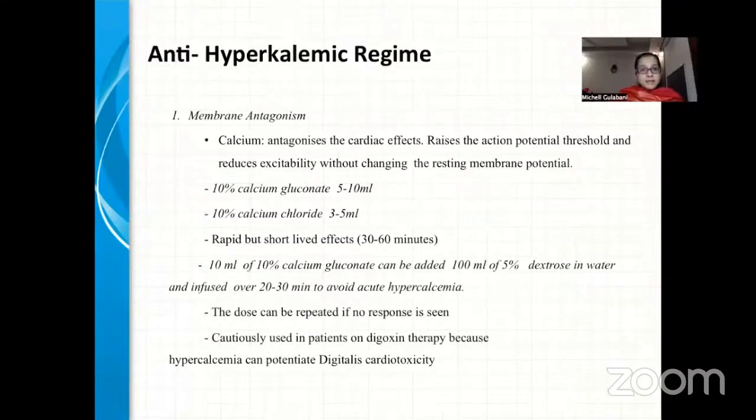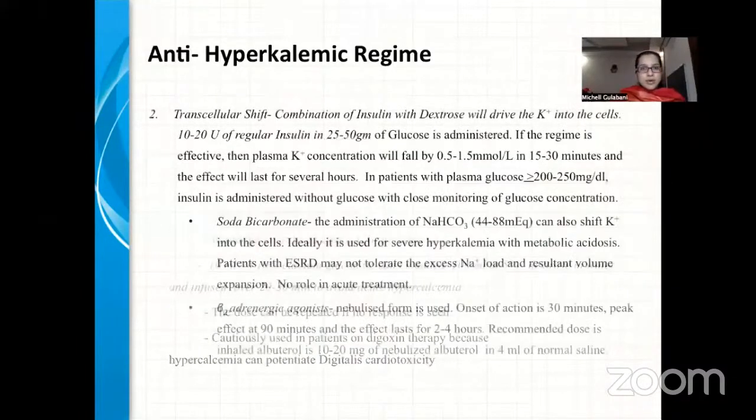The first is membrane antagonism, in which calcium is of primary importance. Calcium raises the action potential threshold and reduces the excitability. It can be used as 10% calcium gluconate, 5 to 10 ml, or 10% calcium chloride, 3 to 5 ml. The dose can be repeated if there is no response. It is commonly administered as 100 ml of 5% dextrose in water and infused over 20 to 30 minutes to avoid acute hypercalcemia. Use it cautiously in patients on digoxin therapy because hypercalcemia can potentiate the digitalis cardiotoxicity.